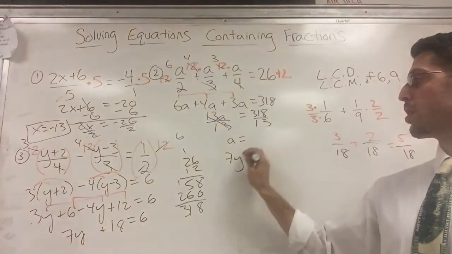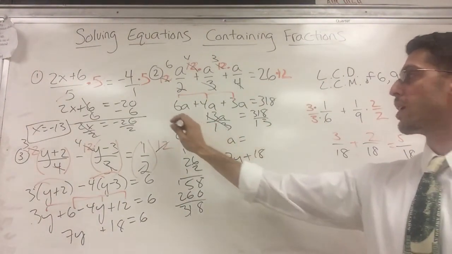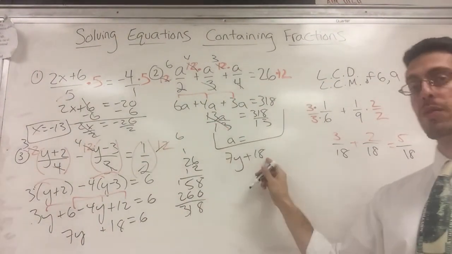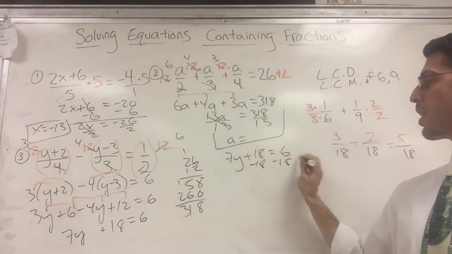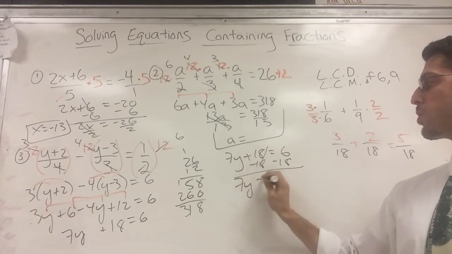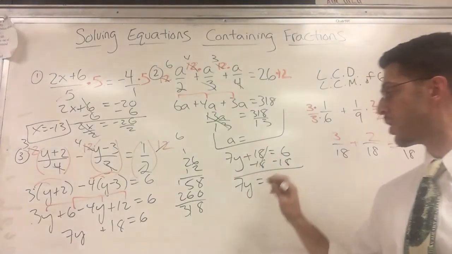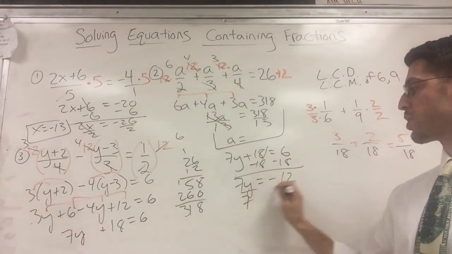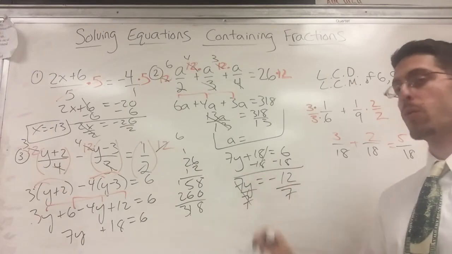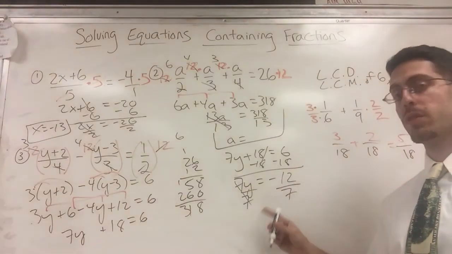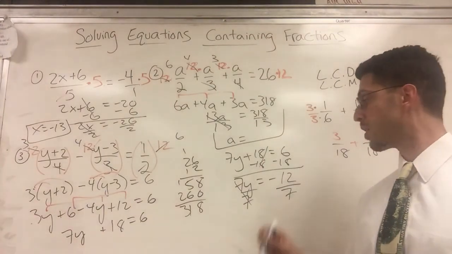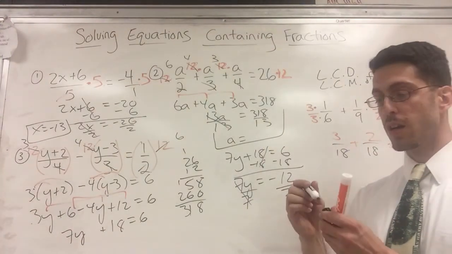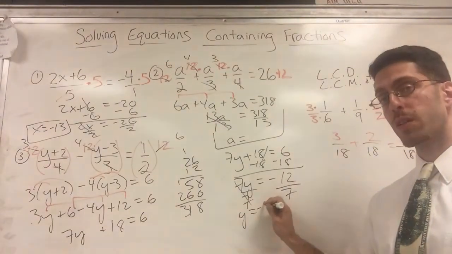So if negative y plus 18 equals 6, and then I subtract 18 on both sides, I get negative y equals negative 12. And then, oh man, I get a fraction. So what? I'm not worried about it. Whatever 12 divided by 7 is. And again, you can just leave it as negative 12 over 7. No problem here either. Okay? So I would write y equals negative 12 over 7.